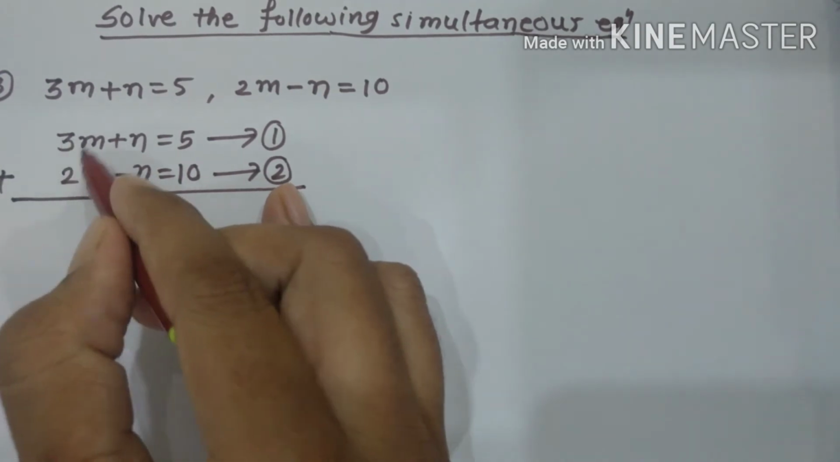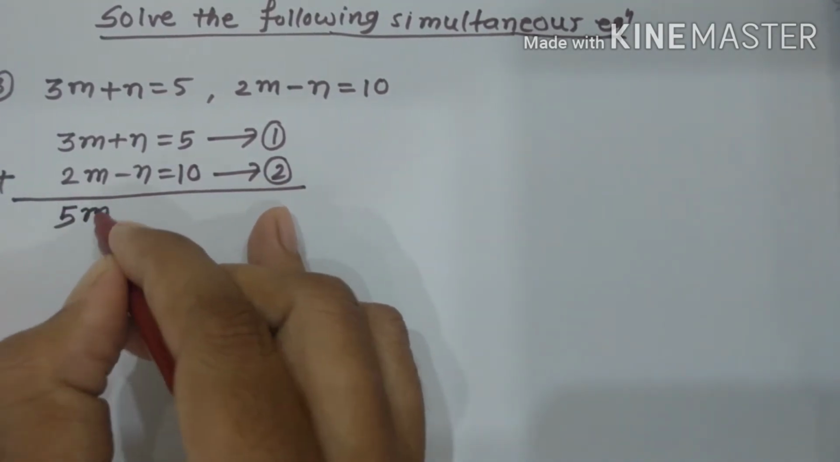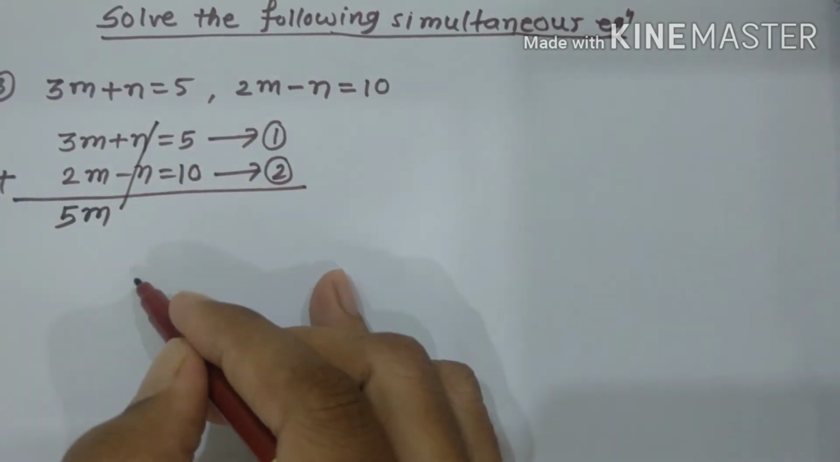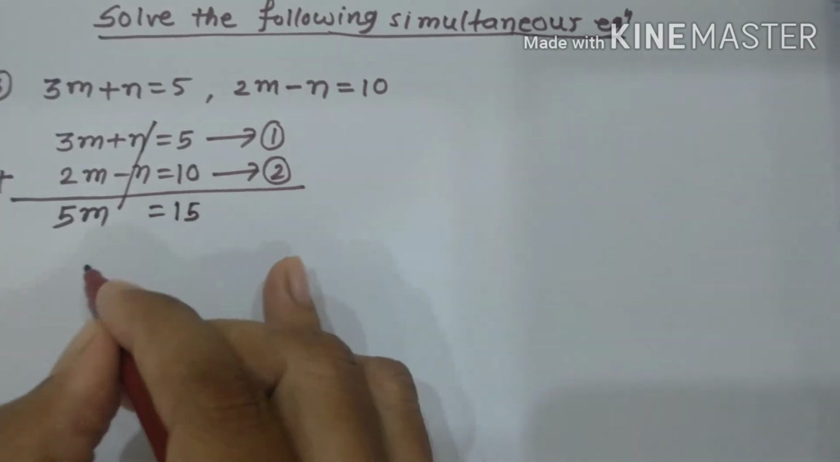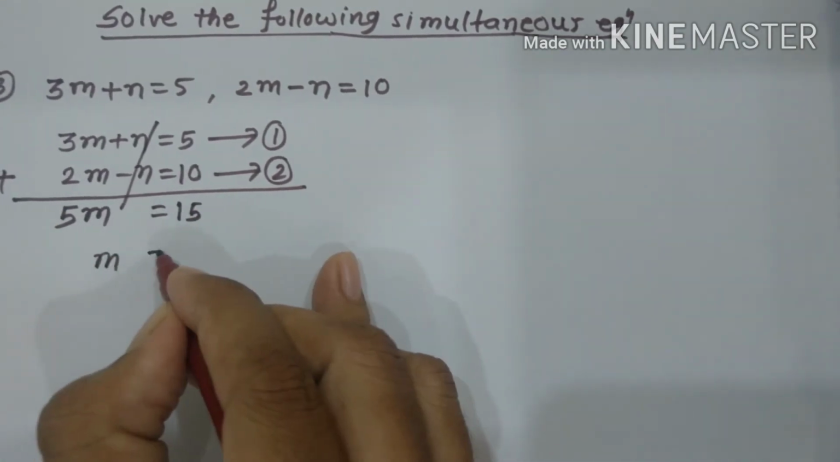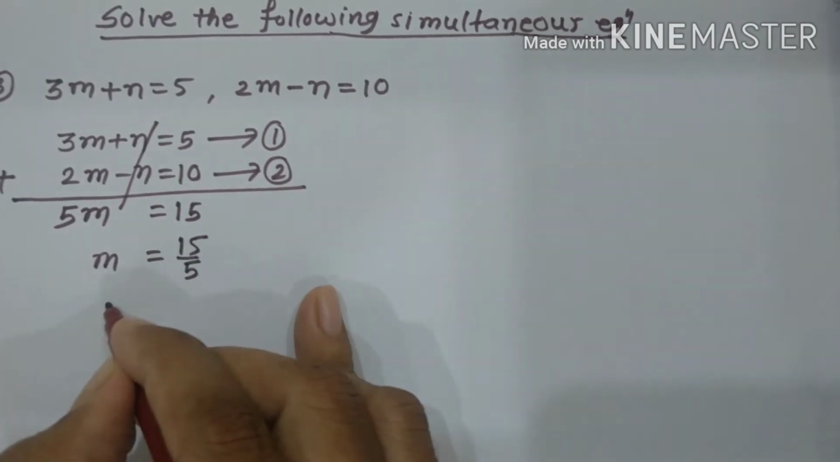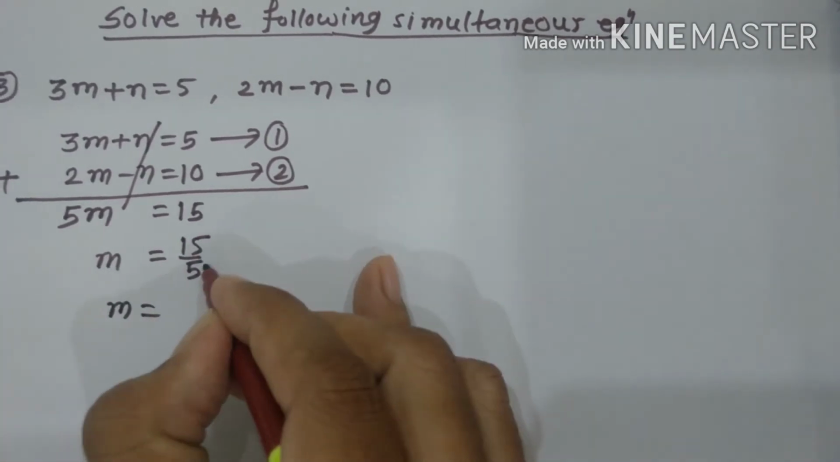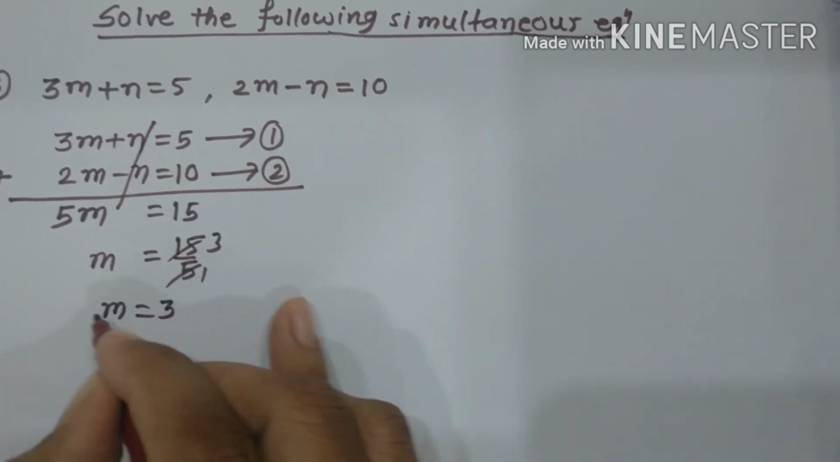Therefore, 3m plus 2m becomes 5m, plus n and minus n is cancelled. 10 plus 5 equal to 15. To find the value of m, 15 divided by 5. m is equal to 5 ones are 5, 5 threes are 15. Value of m is 3.